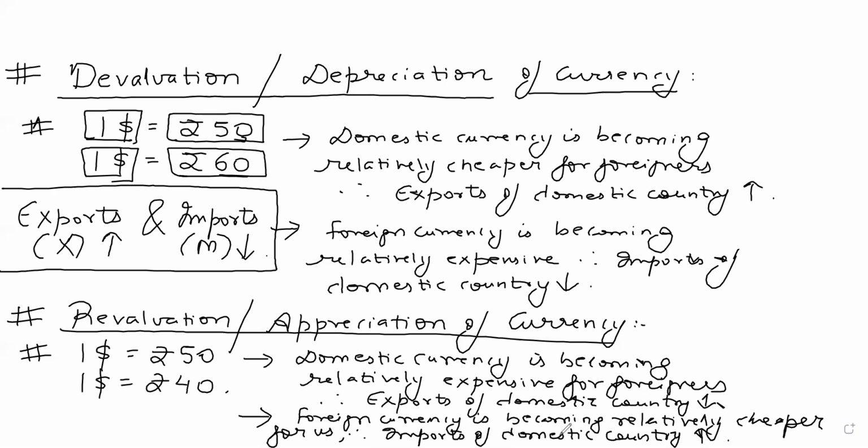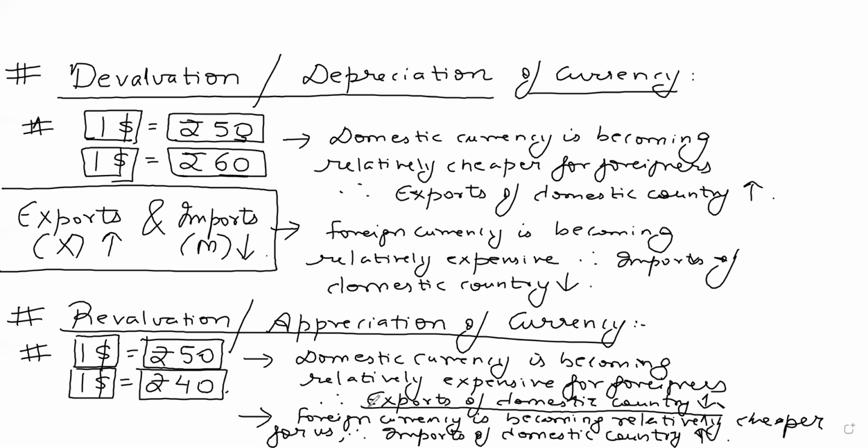Okay, so I can quickly revise this again. You can clearly see that initially foreigners were spending $1 getting 50 rupee worth of goods. Now they are spending the same $1 but only getting 40 rupee worth of goods. That means for the foreigners, rupees have become more expensive. They will reduce their demand for goods and services, so exports from our economy will fall.